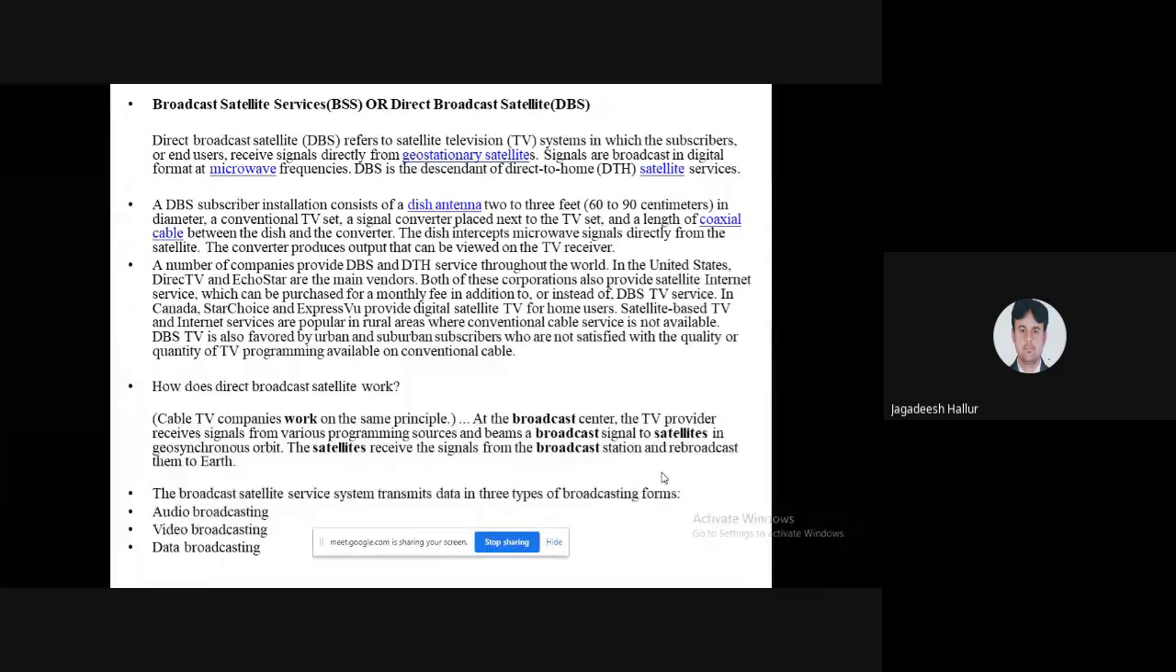Fixed satellite service, broadcast satellite service, and mobile satellite service. These are the different types of Earth stations.